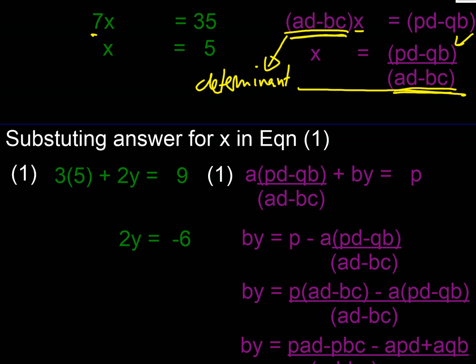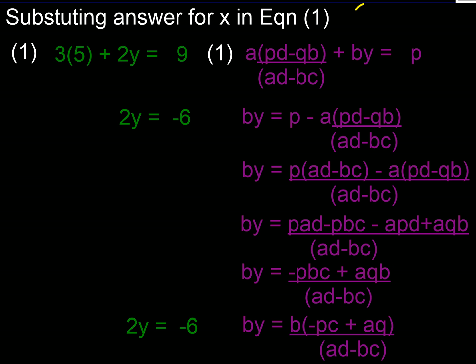If we then substitute that x equation back into equation 1 and rearrange it so I've just got by, because I'm trying to find y now, like I had 2y on its own, now I've got by on its own once I've subtracted this term from both sides. I want to get it over a single denominator, so I'm going to multiply that up, and I get 4 terms now when I expand the brackets: 1, 2, 3, 4 here, 1, 2, 3, 4. And actually these two terms, pad and apd, are the same, aren't they?